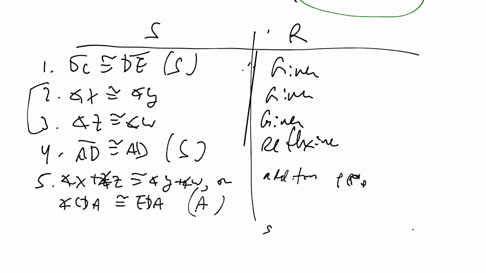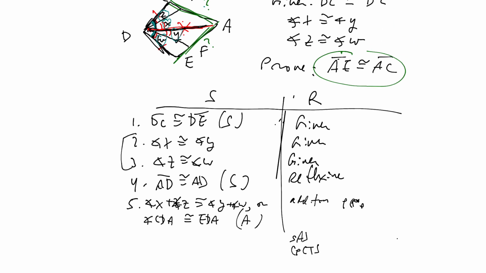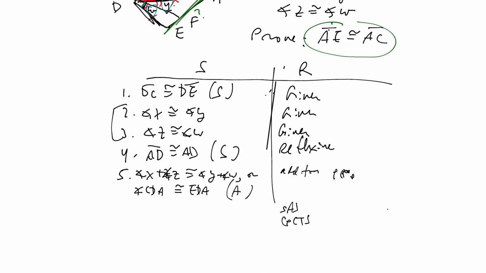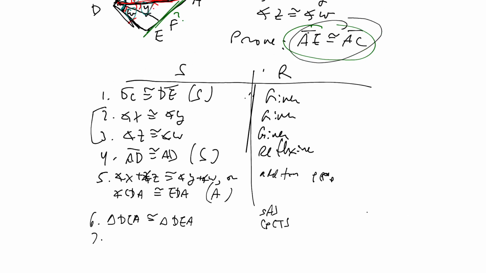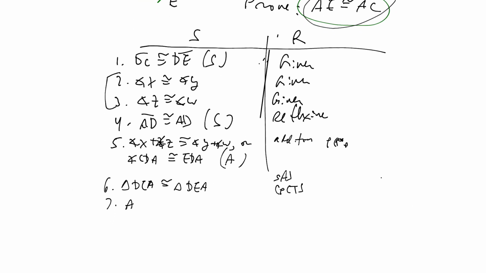Now we're going to finish out with an SAS and a CPCTC. So the SAS is saying that triangles DCA and DEA are congruent. And now that I have that, the final step is the thing we were trying to prove all along. AE is congruent to AC. CPCTC.